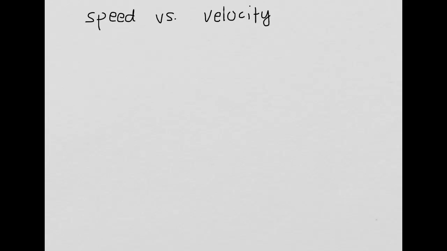So in this next video, we're going to talk about the differences between speed and velocity. And we're going to use some of the definitions from the last video on scalars and vectors to help us define speed and velocity. So in everyday life, the terms speed and velocity are used almost interchangeably. But in physics, they're very different things. All right, so first let's talk about speed.